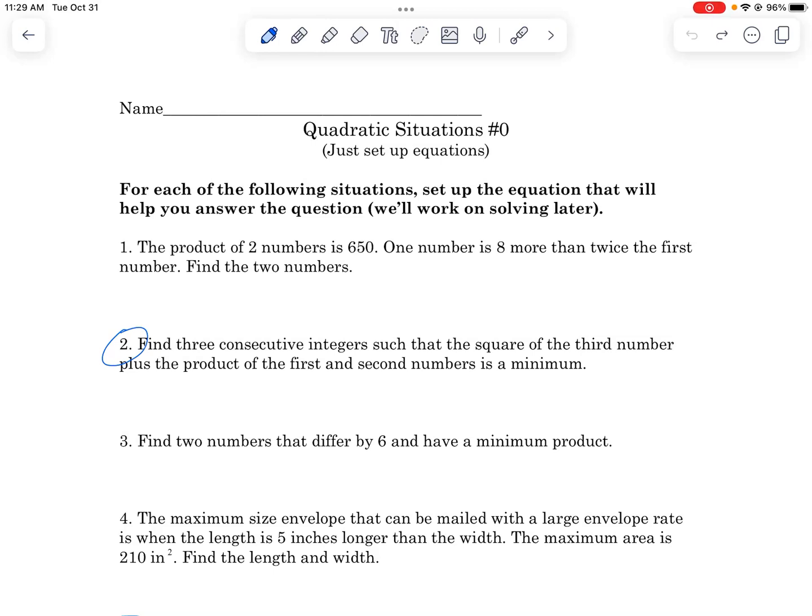Hello, ladies and gentlemen. It's time to work on something a little bit different than what we've been doing. You're going to be confronted with a puzzling situation. And on this quadratic situations number 0 assignment, we are just setting up the equations that would help us solve these things. We're going to use a variety of methods to solve things in coming assignments, but right now we're just working on modeling what is going on with the equations. And so, let's dive right in here.